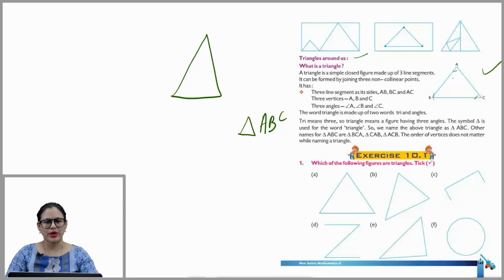Let's do exercise 10.1. Which of the following figures are a triangle? Obviously, you can easily tell which of the following figures are triangles, and you have to tick that figure, okay?